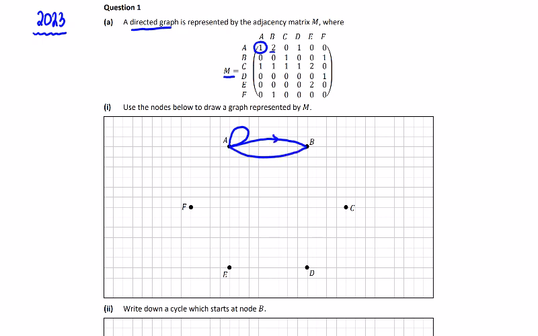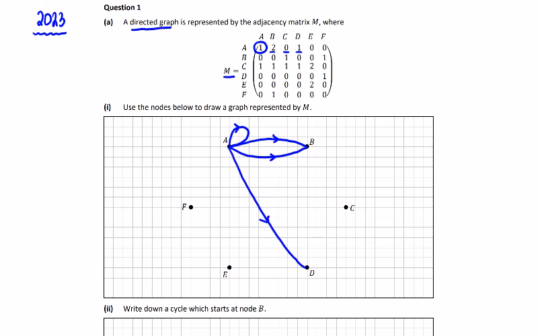It's a directed graph, so we do have arrows. We can put an arrow or not on the loop because it only has one place to go. A doesn't go to C, it does go to D once. A to D. Then we're on to B.